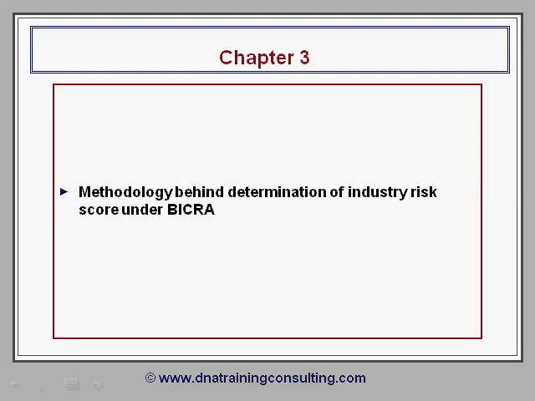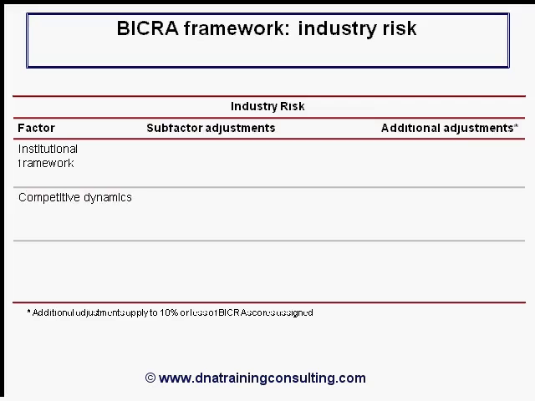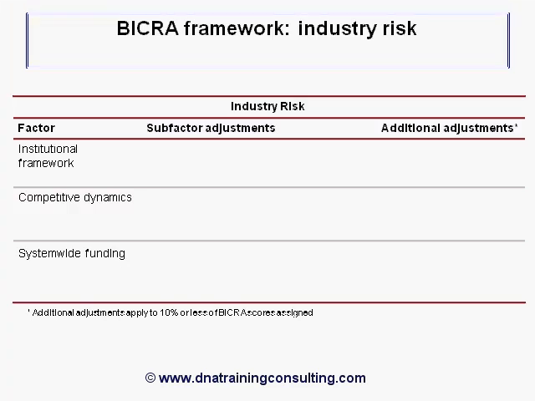This Chapter 3 describes the methodology behind S&P's determination of the industry risk component of its BICRA. The table appearing now lists the factors and subfactors that determine the industry risk score under BICRA. The three factors S&P considers are institutional framework, competitive dynamics, and system-wide funding.